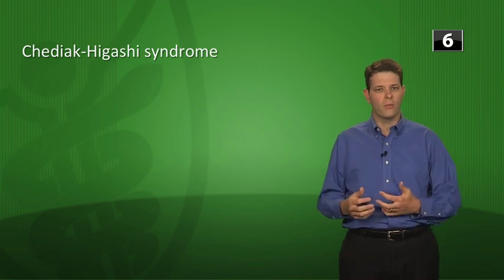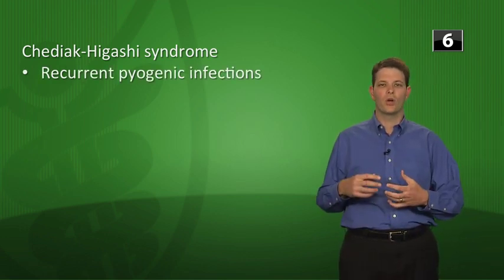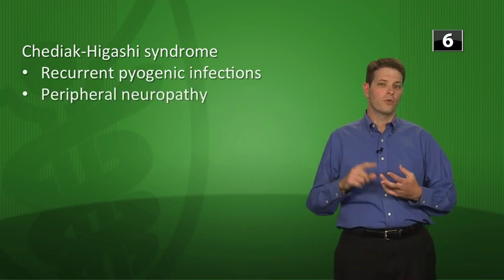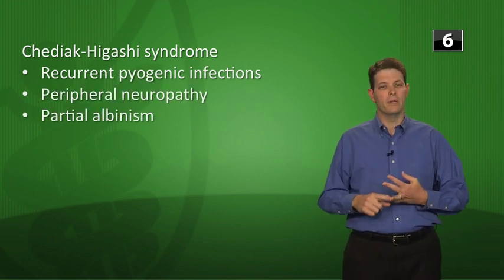And then what syndrome demonstrates a defect in microtubule polymerization? Well, this is an immunodeficiency disease called Chediak-Higashi syndrome, which is where the macrophages' microtubules don't function properly, so they're not able to perform phagocytosis. And then the patients are going to get recurrent pyogenic infections, peripheral neuropathy, and also partial albinism.